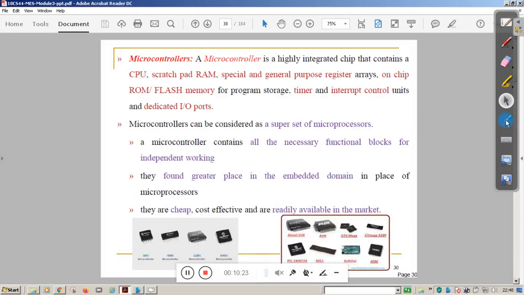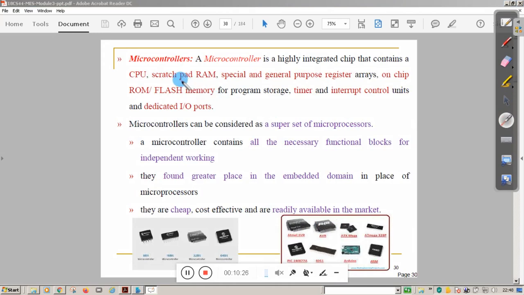Now, talking about the microprocessor, we'll see the microcontroller. You know the difference between microprocessor and microcontroller. A microcontroller is a highly integrated chip which has the CPU, RAM, ROM and other input and output ports. So it has onboard ROM, RAM, flash memory and dedicated input and output ports. A microcontroller contains all the necessary functional blocks for independent working. A microprocessor doesn't have all the blocks for independent working.